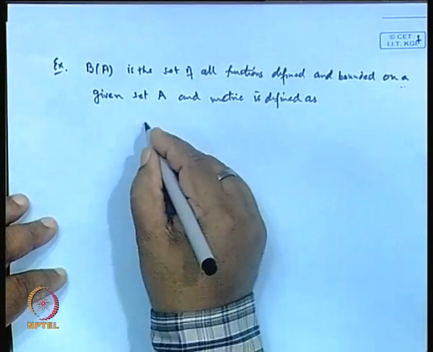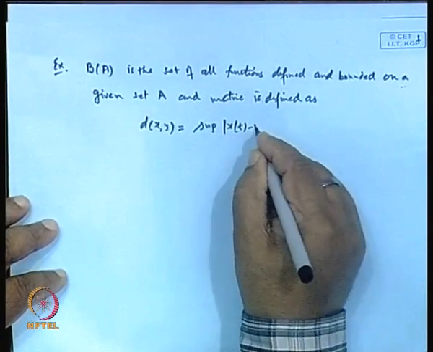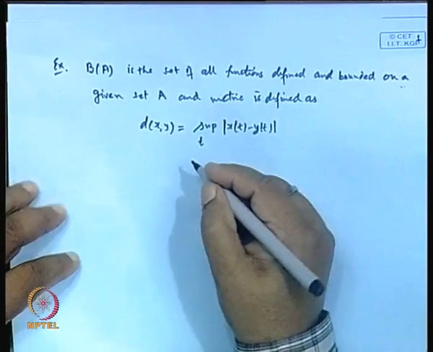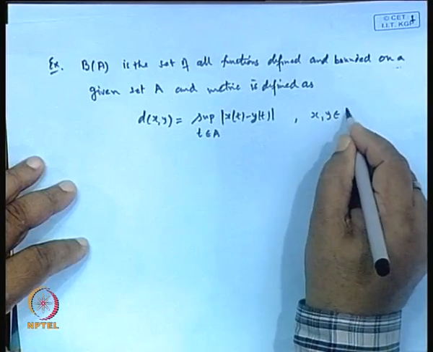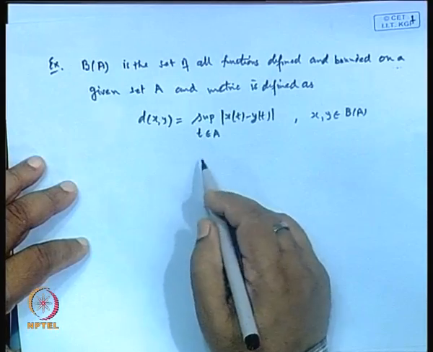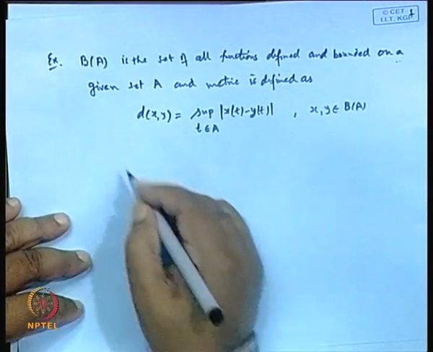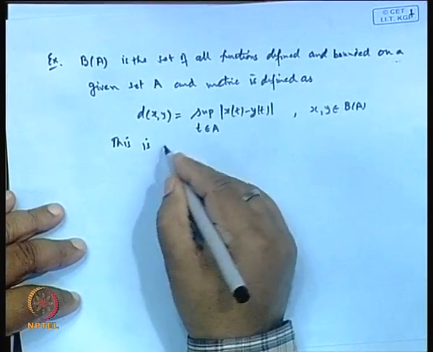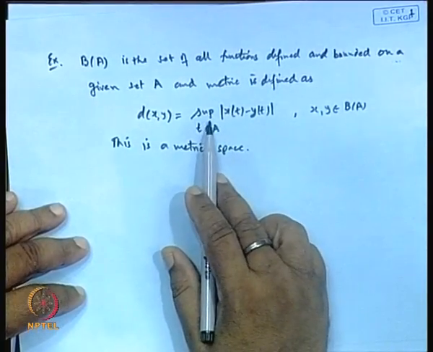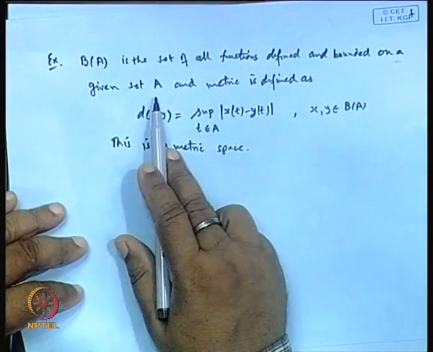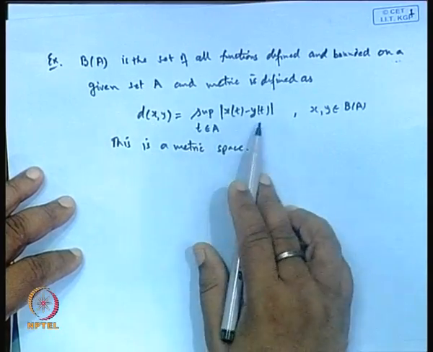is defined as d of x, y is the supremum of mod x of t minus y of t, t belonging to A, where x and y are elements in B of A and the supremum is taken over all t belonging to A. Now, this set B of A together with this metric d forms a metric space, which can be verified easily, because d is well defined: the functions are defined and bounded over the set A. So, this supremum value will be attained and we get d to be a finite, real, non-negative thing.